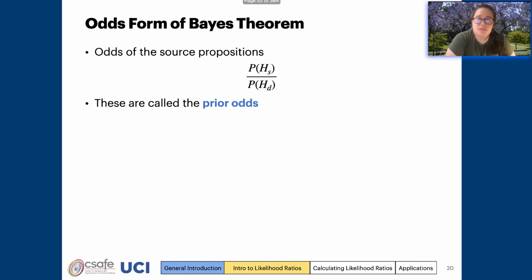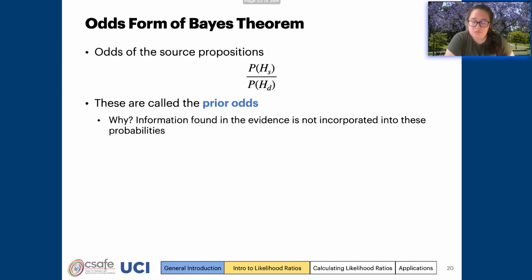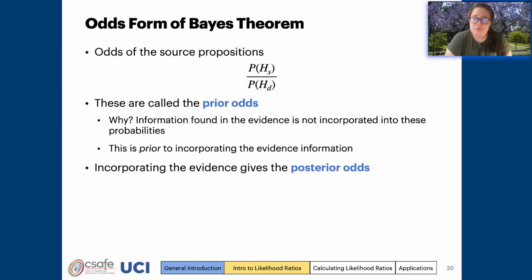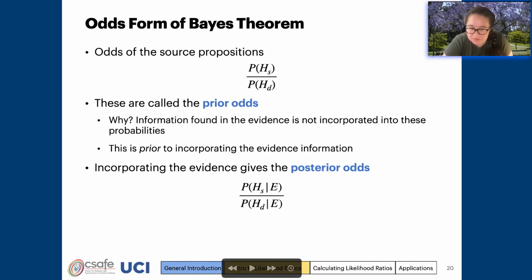So in forensics, the particular set of odds is called the prior odds. And why is that? That's because information found in the evidence has not yet been incorporated into these probabilities. And so this is prior to incorporating that information. After we incorporate that information, the odds that we get will be called the posterior odds. So post incorporating the evidence information. And those are going to look like this. So all this means is that we are accounting for the fact that we've observed this particular evidence E. And so that's what this notation is here. We're conditioning on observing that evidence.